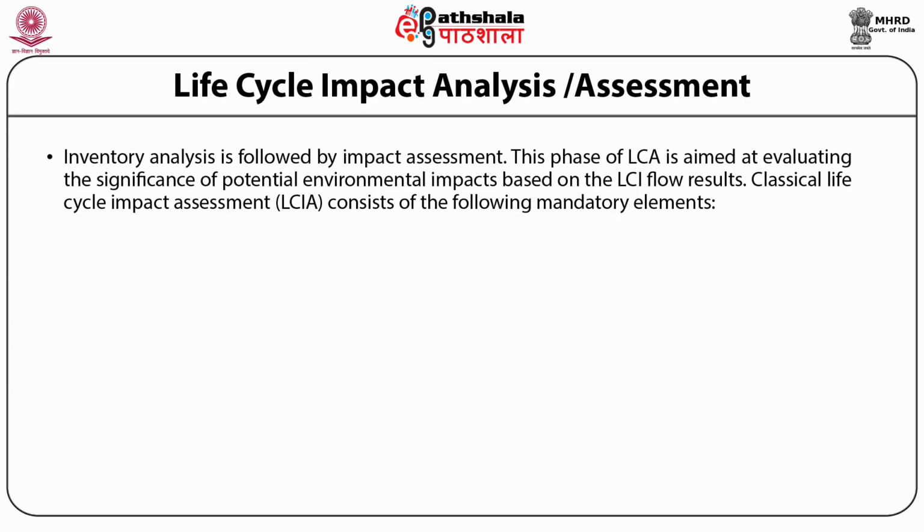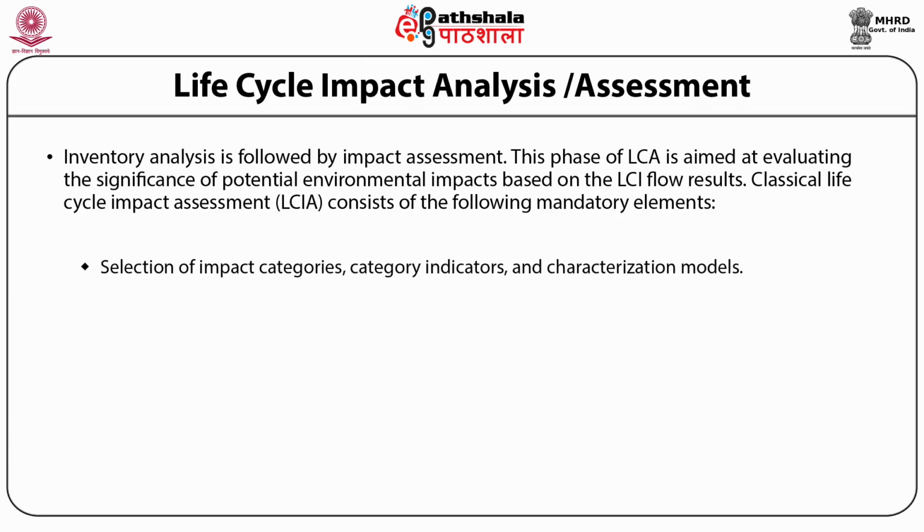Classical life cycle impact assessment consists of the following mandatory elements as shown in the schematic. So first is the LCIA inputs. These are the selection of impact categories, category indicators and characterization models. For example, chemical emissions to air, water and land. Also, resources. Second, midpoint categories.